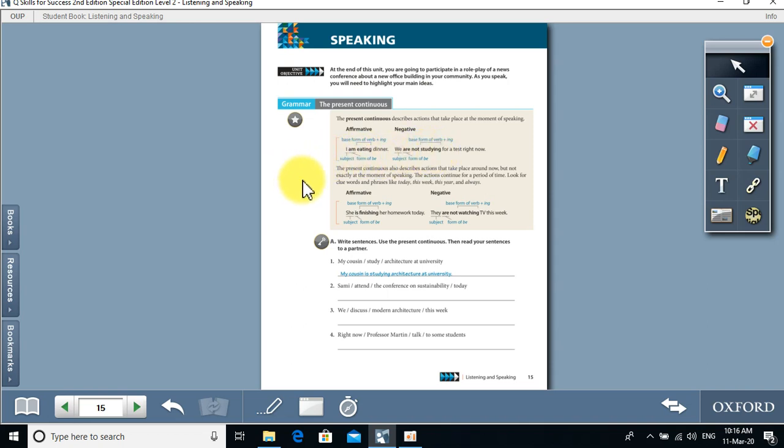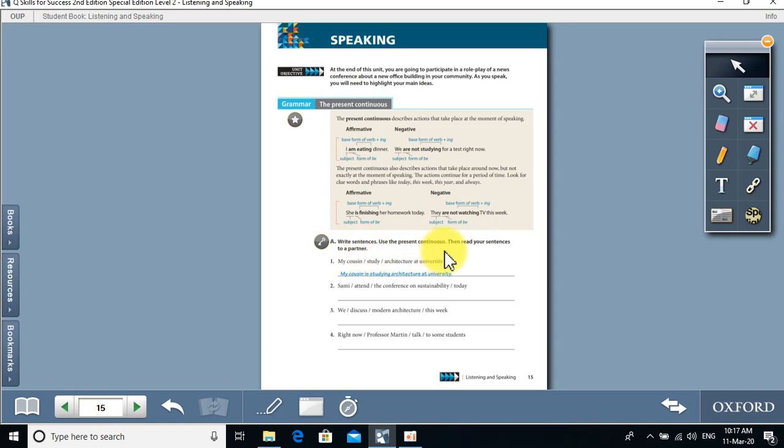Now next, the present continuous also describes actions that take place around now, but not exactly at the moment of speaking. The actions continue for a period of time. Look for clue words and phrases like today, this week, this year, and always. Examples of these kinds of sentences, affirmative: she is finishing her homework today. And negative: they're not watching TV this week.